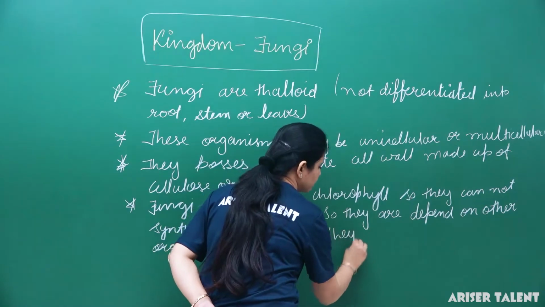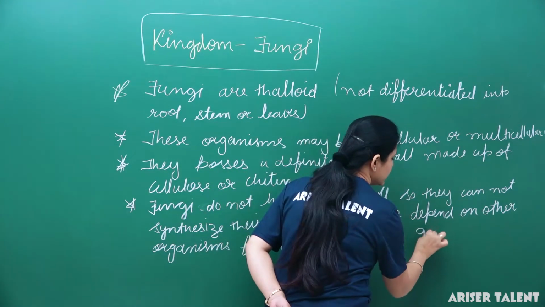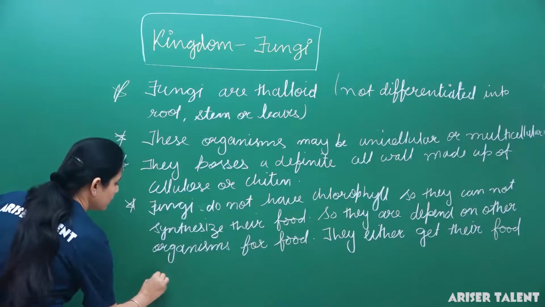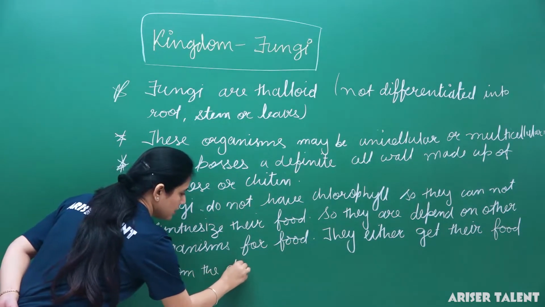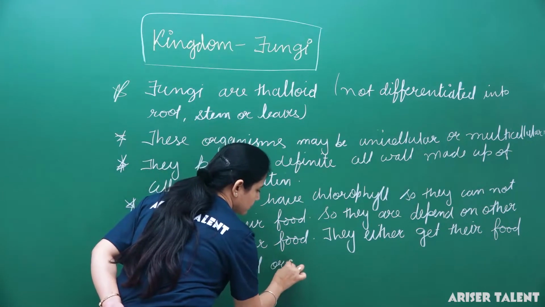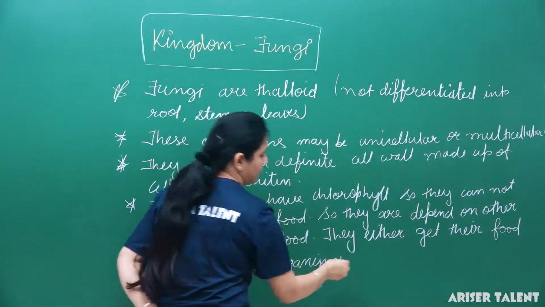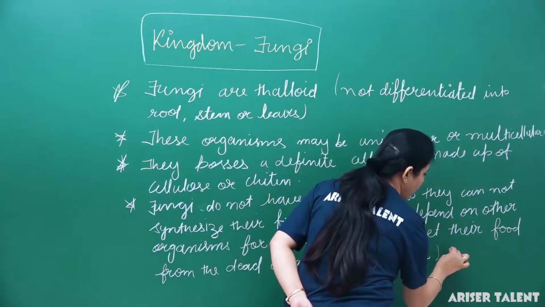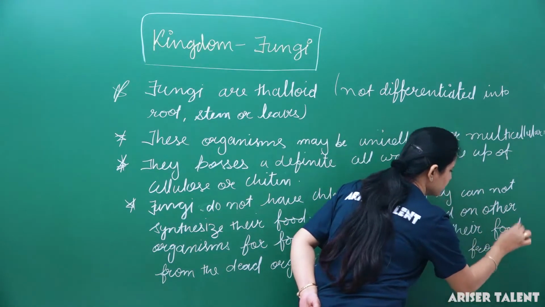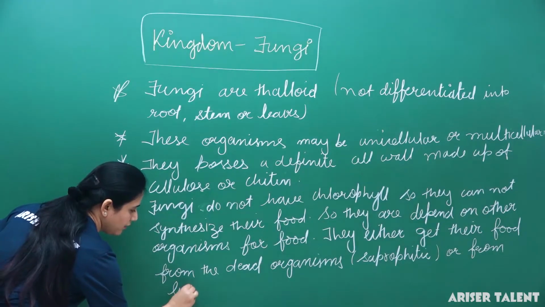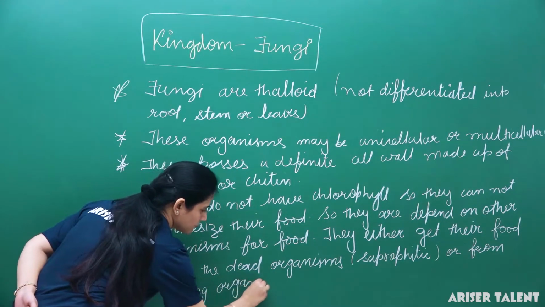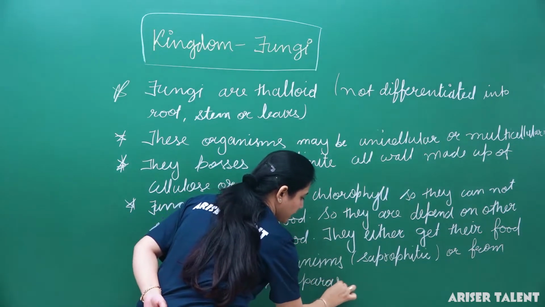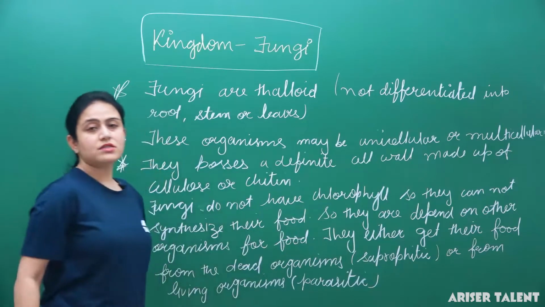They either get their food from dead organisms, meaning they are saprophytic in nature, or from living organisms, then they are parasites. Fine. So this is the mode of nutrition.